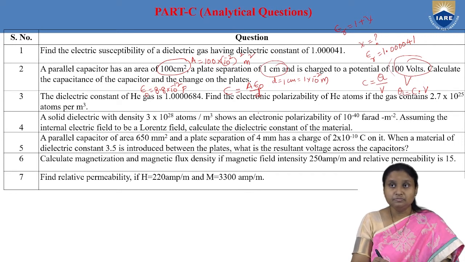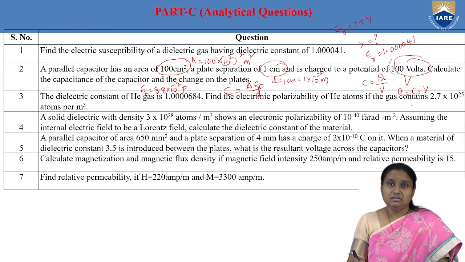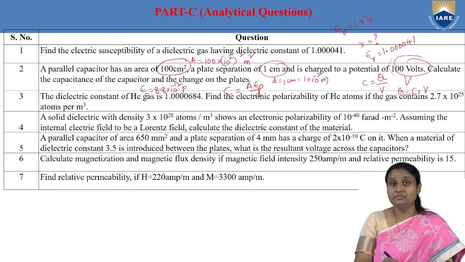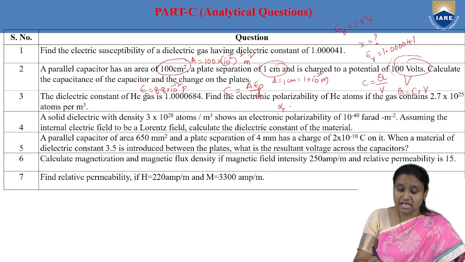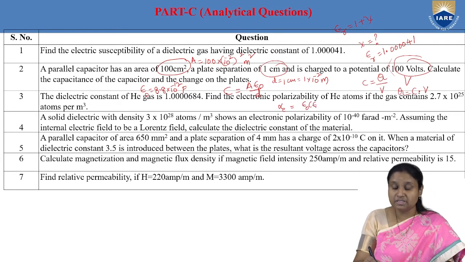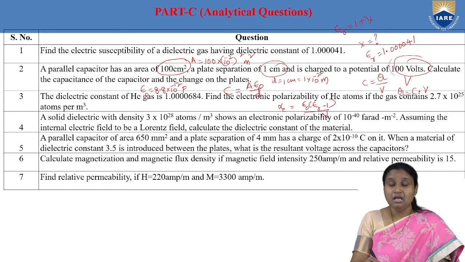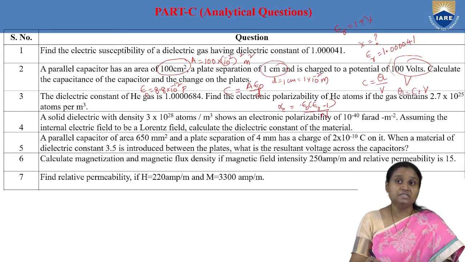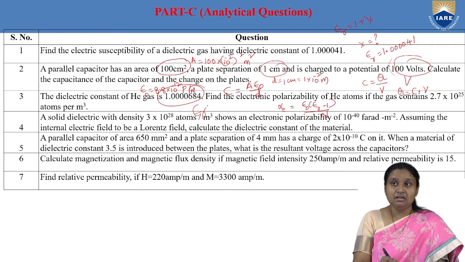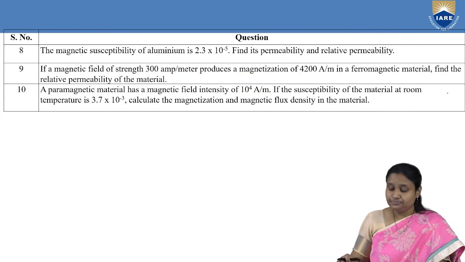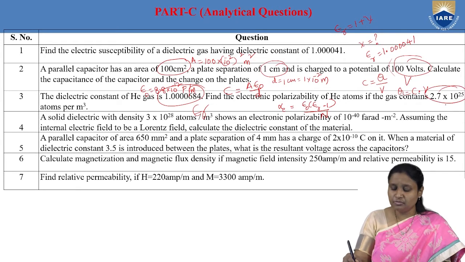Then coming to the next problem, here we were given a gas and its concentration, that is, how many atoms are present per unit volume, and also the value of the dielectric constant. We need to find the electronic polarizability, and the formula used is alpha E equals epsilon naught into (epsilon r minus 1) by capital N. Here epsilon naught is the permittivity of free space, which is 8.85 into 10 power of minus 12 farad per meter. Epsilon r value is given, and capital N is the number of atoms per unit volume of dielectric.